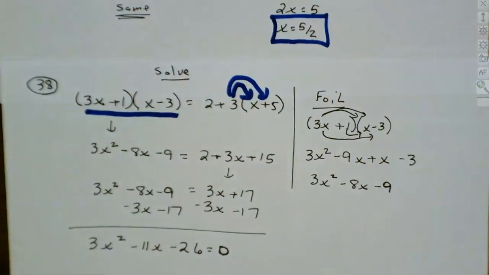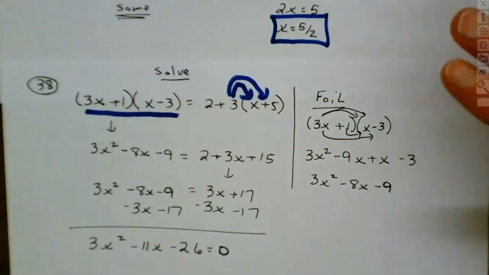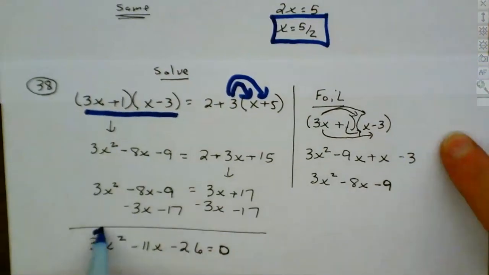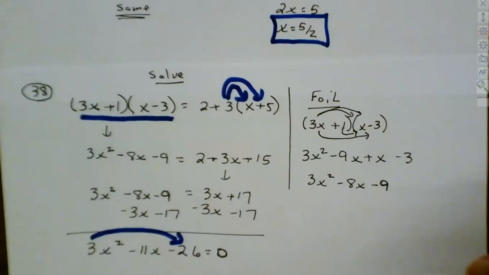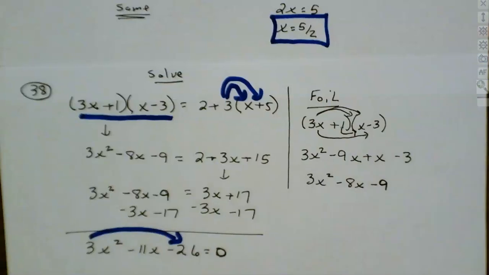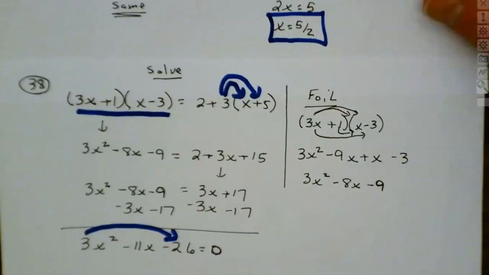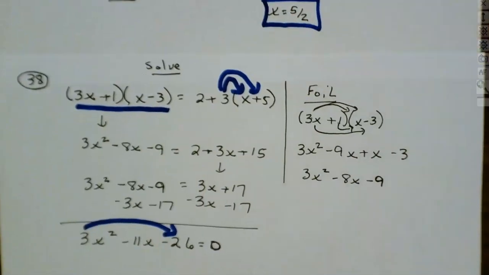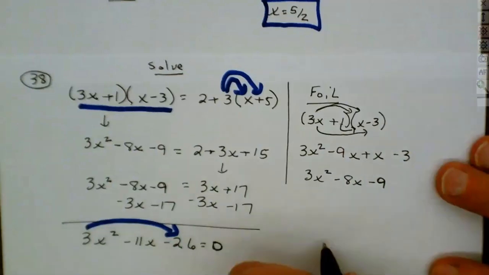There's only a couple of these. These require quite a bit of work. We had to set to 0, we had to FOIL, and now we've got a factor. So what do we do next? Well, the next thing we look at is we take our first number times our last number. Nothing else factors out, right? 11 is an oddity because there's nothing in common with 3 or 26. So nothing factors. We take our 3 times that negative 26, and that's going to make it a negative 78.